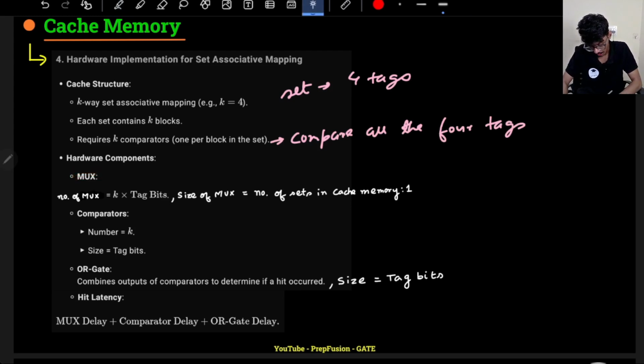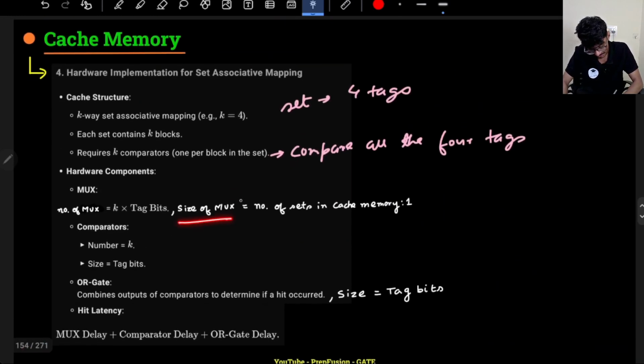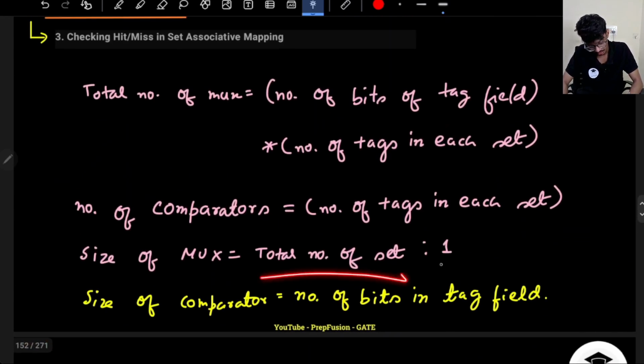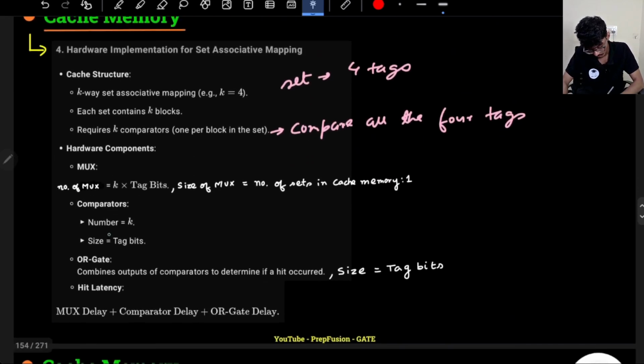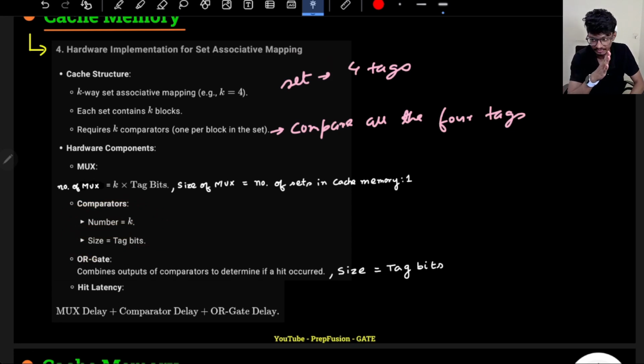Hardware components. How many hardware components will be required? Number of mux will be k, that is the number of tags in a set into the tag bits. Exactly whatever I have written here, the same thing, right? Then the size of the mux will be the number of sets in the cache memory to 1. The number of comparators will be k, size will be tag bits, because whatever the number of bits I have in the tag, those bits individually I will compare in the comparator, right?